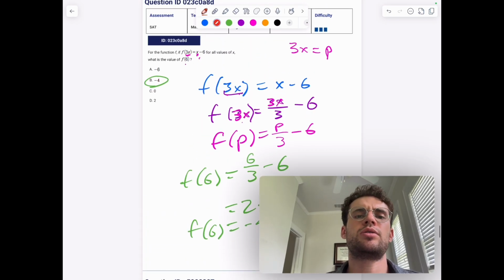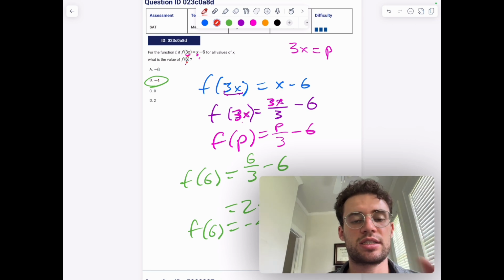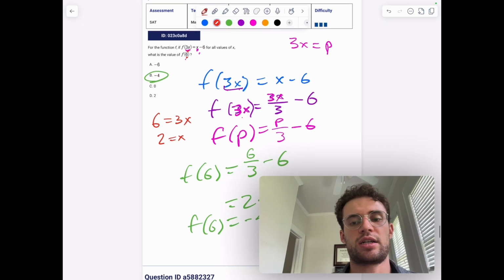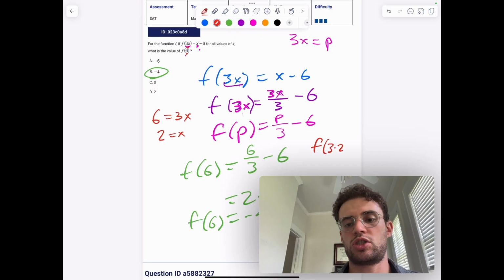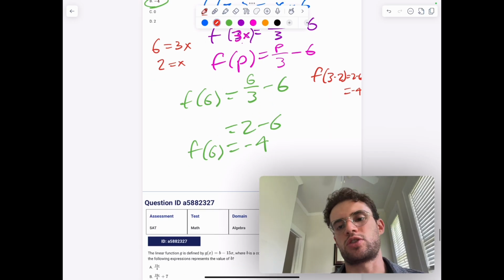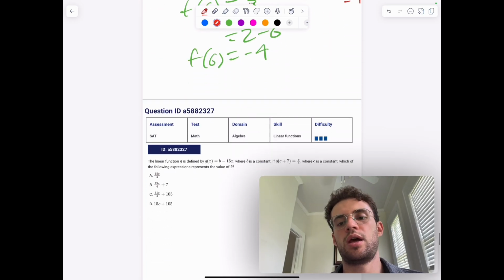Now the other way you could do it is to turn 6 so it's in the same format of 3x. You could say, if 6 equals 3x, then x is equal to a third of 6, so x equals 2. So you just plug 2 in for the x. f of 3 times 2 equals 2 minus 6, and 2 minus 6 equals negative 4. So either way you get negative 4. I would do it the first way, just easier to keep track of, but they'll both get you the same answer.